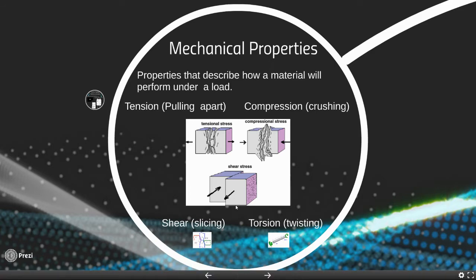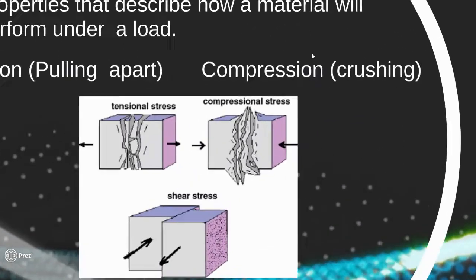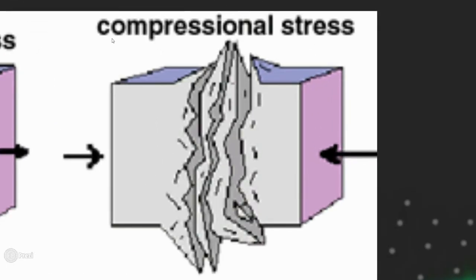The first one is called a tension or a pulling apart. And you can see that right here. That's when things are being pulled apart. So that's your tensional stress or your tensional load. Another type of load is your compressional stress or compressional load, and that's kind of like a pushing things together or smashing things together.